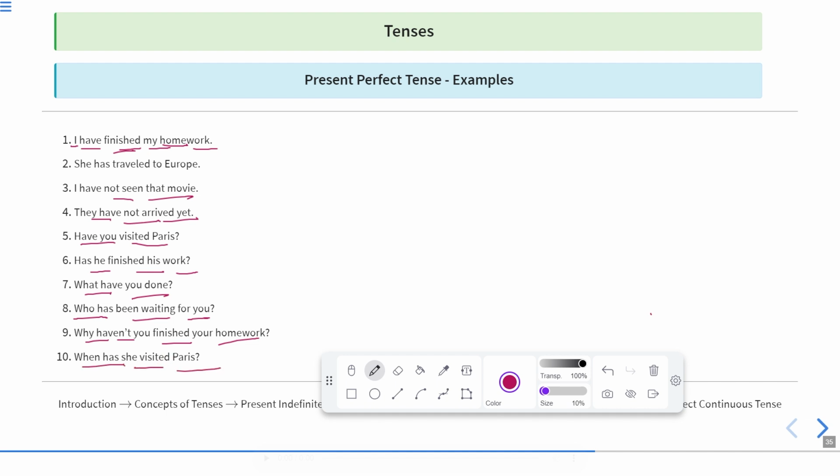When has she visited Paris? Okay, so all these sentences should be written in present perfect tense. Now, one more thing is there. Why do we use present perfect tense? If the action has been completed, it can also be written in past.